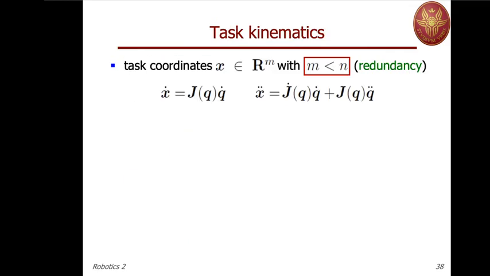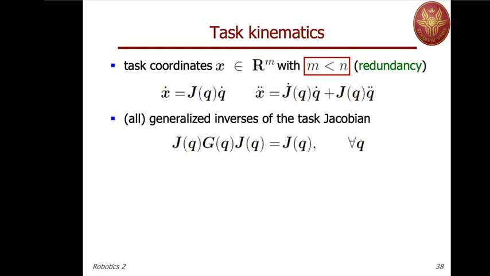So let's formulate the task in a general setting. The task will be defined by some set of coordinates x, m-dimensional, and we have n degrees of freedom available, so we have redundancy. We write the Jacobian of the task, the relation between the velocity in the joint space and in the task space. The task space may be the Cartesian space or whatever. And then also the acceleration level, because we need to include dynamics now. So we have x double dot, which is J q double dot plus J dot q dot.